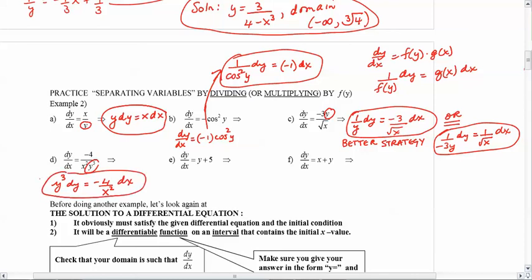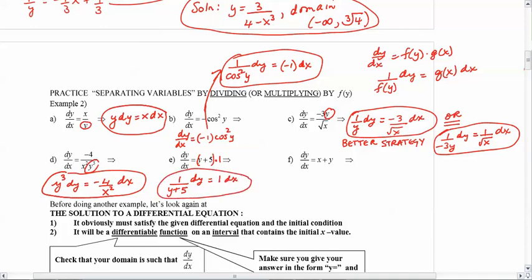E is a little trickier, in that I've got y plus 5. I've got to keep that y plus 5 together. I don't seem to have a function of x. No problem. Put in a 1, times 1. So now my y plus 5, I want to get rid of that. How do I do that? Oh, easy. Divide both sides by y plus 5. There's my dy. And then it's just 1 dx.